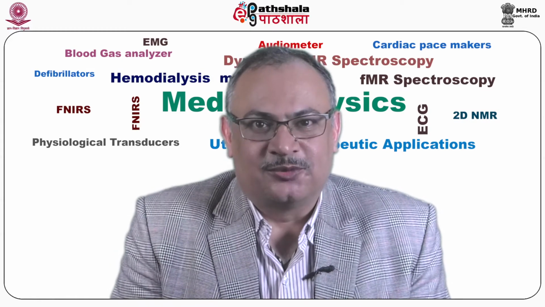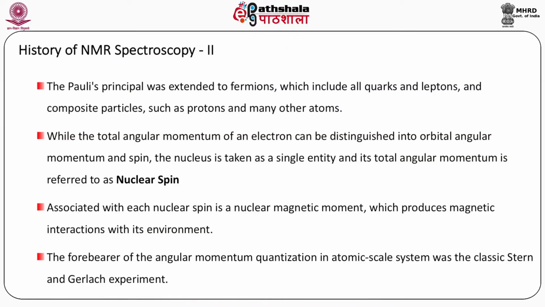History of NMR spectroscopy 2. Pauli's principle was extended to fermions, which include all quarks and leptons and composite particles such as protons and many other atoms. While the total angular momentum of an electron can be distinguished into orbital angular momentum and spin, the nucleus is taken as a single entity and its total angular momentum is referred to as nuclear spin.